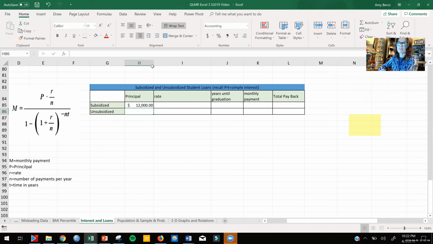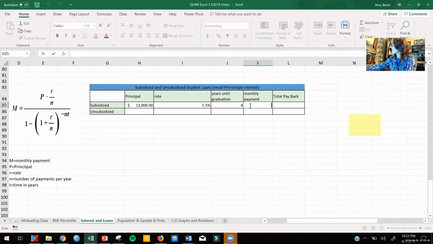Just make your column a little wider if that happens. And then my rate was 3.5. I'm going to go ahead and put 5.5. Hopefully you never get a rate of 5.5. And then years till graduation. This is going to be 3. Sorry, we're going to put 4. Let's say we took this loan when we started school, so we still have 4 years till graduation. 3 is the amount of time we'll have to pay it back, and that's going to come into play in just a minute.